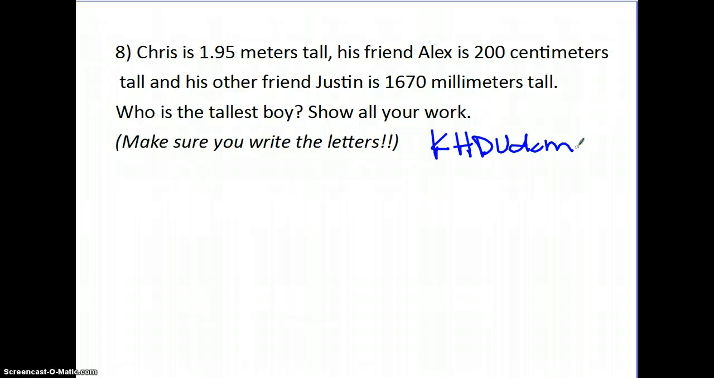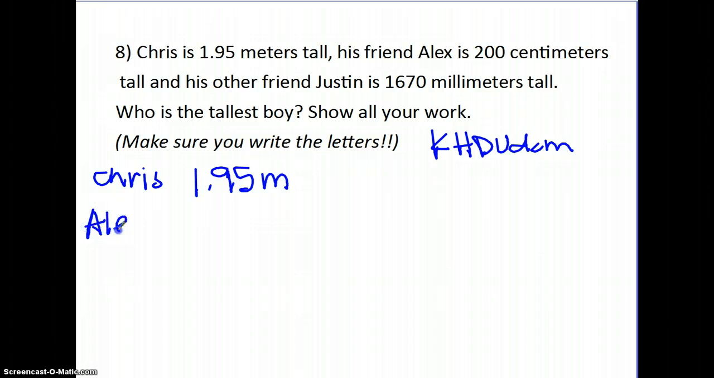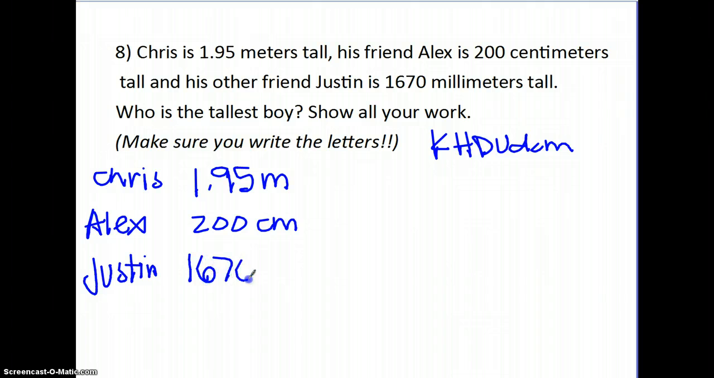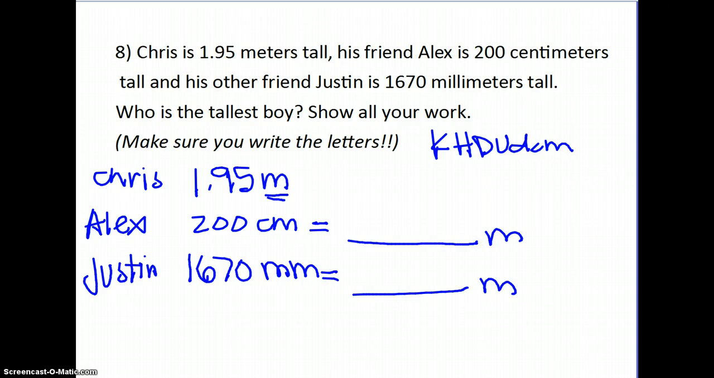My first step is I want to get everybody into the same unit. Okay, so I'm going to write out what I know. Chris is 1.95 meters. Alex is 200 centimeters. And Justin is 1,670 millimeters tall. Who is the tallest boy? So I'm going to choose to keep meters as my unit. So I need to change centimeters into meters and millimeters into meters.